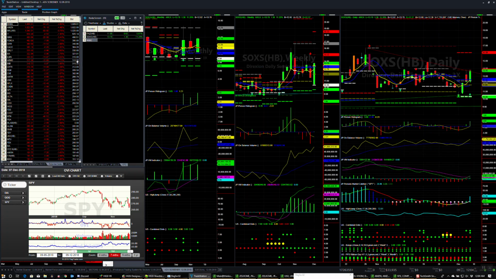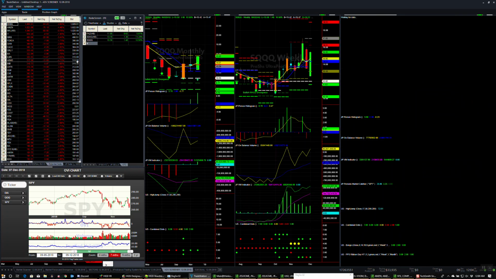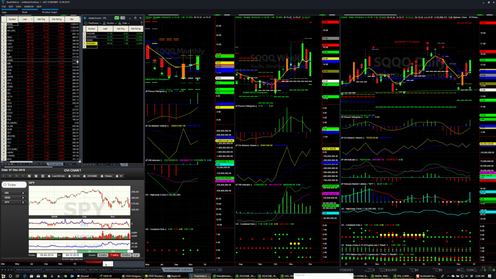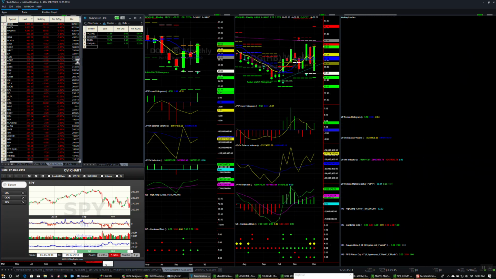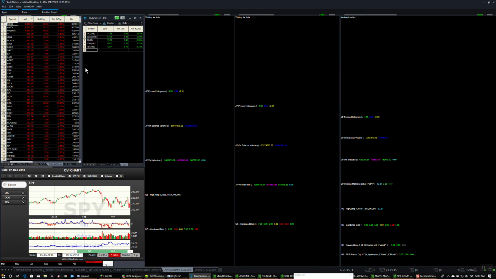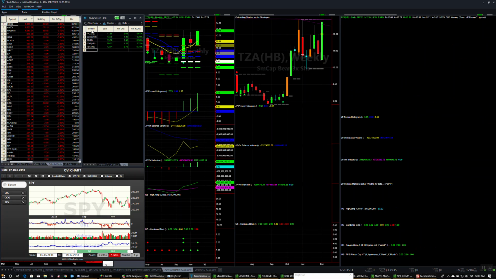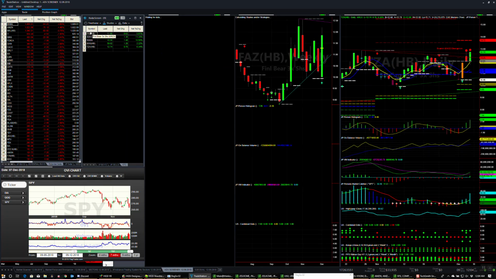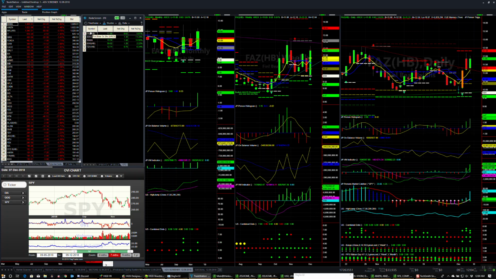If you don't like the Dow, go look at the dog. And if you don't like the Russell, look at TZA. So let's look at each of these on their own. So FAZ is financial ETF, 3x bear, which means if the market goes down, it goes up.